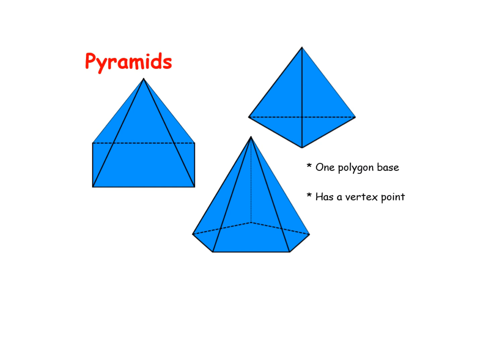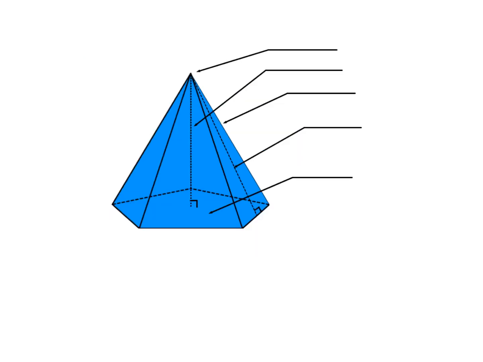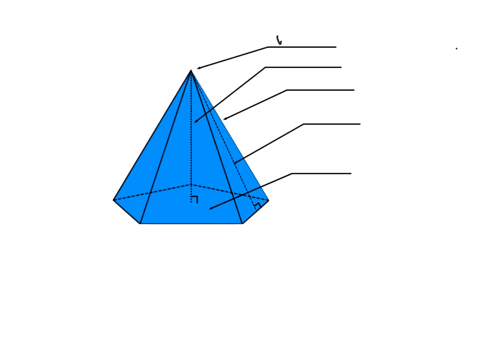Another shape with only one base is a pyramid. So the base can be any polygon. So this one up here is going to be a triangular pyramid. This is a pentagonal pyramid. This would be a rectangular pyramid. Okay, again, it comes to a point, and that point is called the vertex. So the point up top, we just said is the vertex. The next line down is referring to that dotted line going right through the center. That's still the height or the altitude.